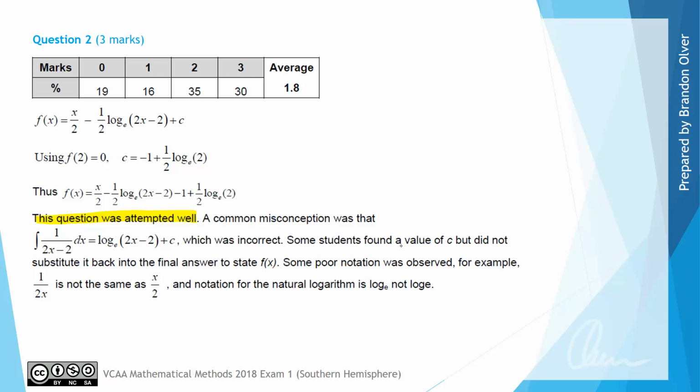Some students found a value of c, but did not substitute it back into the final answer to state the rule of f of x overall. Some poor notation was also observed. For example, 1 divided by 2x is not the same as x on 2, which commonly appeared. And the notation for the natural logarithm was also poor. It needs to be written as log e, where the e is a subscript, not just log with e written at the end of it.